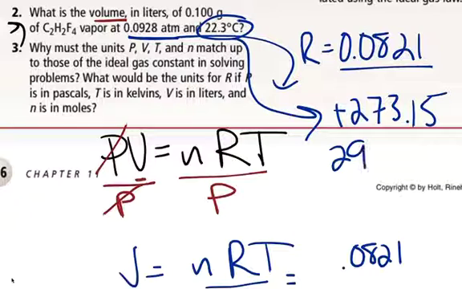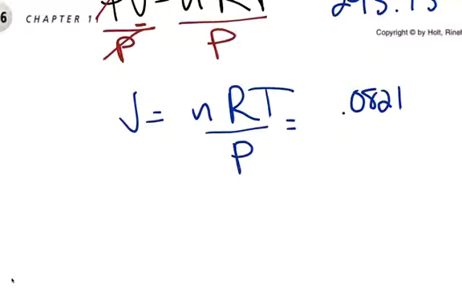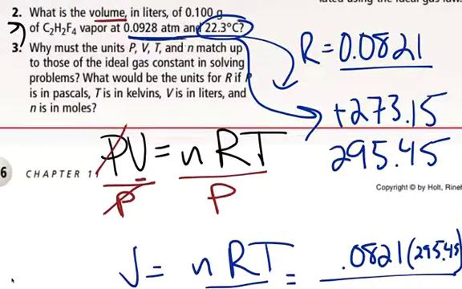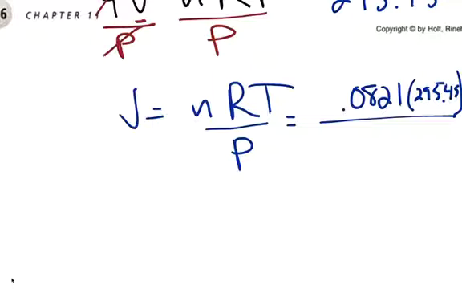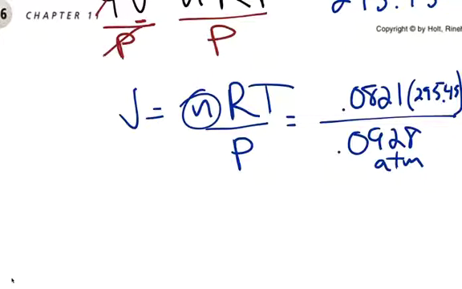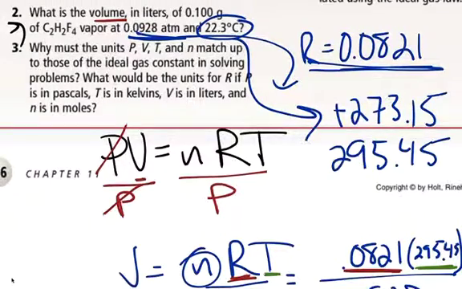So what would that be? 295.45. Put that in. So 295.45 is my temperature. My pressure was already in atmospheres, and since I'm using this R, that's just fine. 0.0928 atmospheres. Now the last thing I need is to substitute in my n. So this is my R, that's in. My temperature, I converted into Kelvin, put in. My pressure is already in atmospheres, so that works out. I can put that in. Now I just need to include my moles.